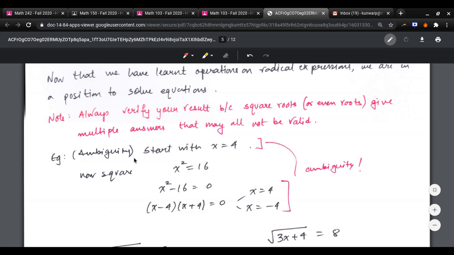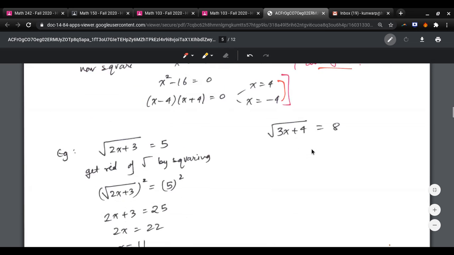For an example of an ambiguity, start with x equals 4. Now square: x squared equals 16. So x squared minus 16 equals 0. (x minus 4)(x plus 4) is 0, giving me x equals 4 and x equals negative 4. Now that's an ambiguity because I started with x equals 4 and now I have two answers for x. So be careful, and that's why we need to verify our results.